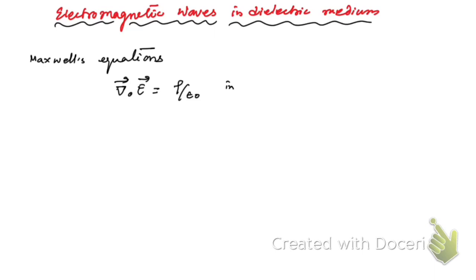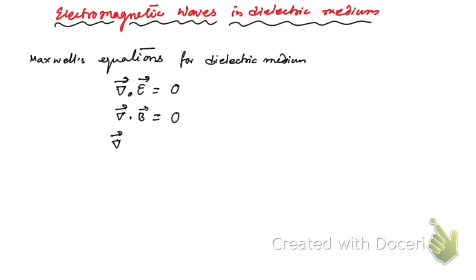So in dielectric, just let me write it here. Maxwell equations for dielectric medium. So we can write 0 directly, right? And del dot B, which represents the magnetic field, is also equal to 0. And del cross E, that means curl of E, is given by minus del B by del t, and here you see we can write that B is equal to mu H, right, where mu represents permeability.